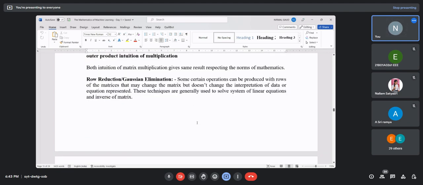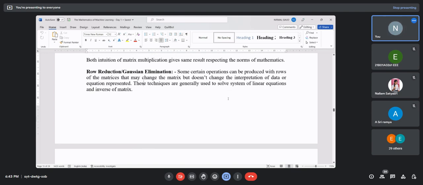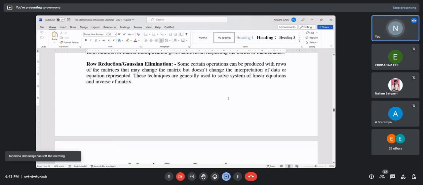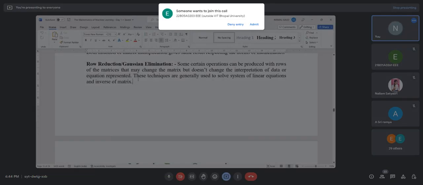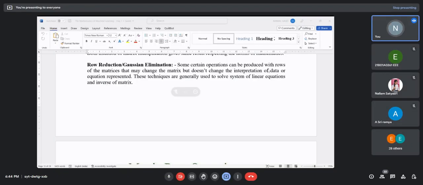All right. Now, the topic is row reduction, or Gaussian elimination. There are a few more properties which we need to apply on the matrices. What is this Gaussian elimination or the row reduction technique? See, there are certain operations which can be performed on the rows of the matrices. We can change the matrix orientation, but it doesn't change the interpretation of the data or equation represented, though there will be changes in the values of the matrices. However, the order of the matrix will remain the same.